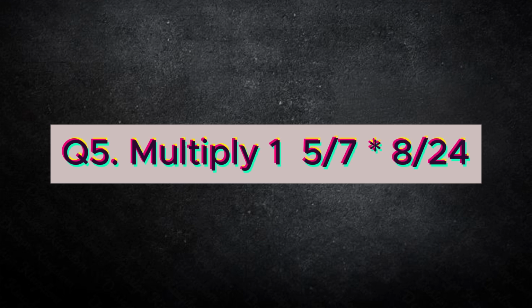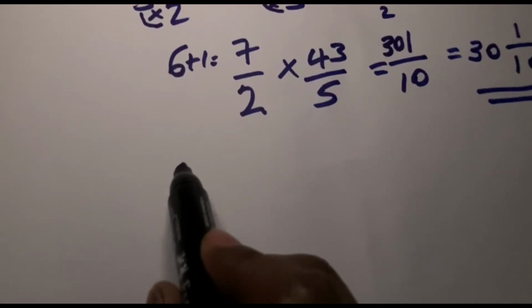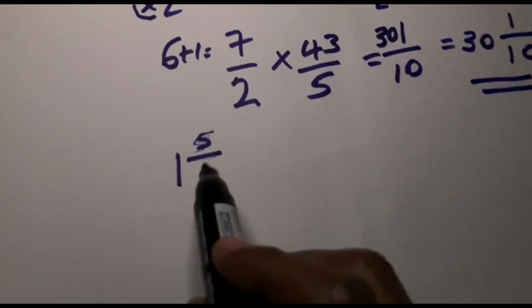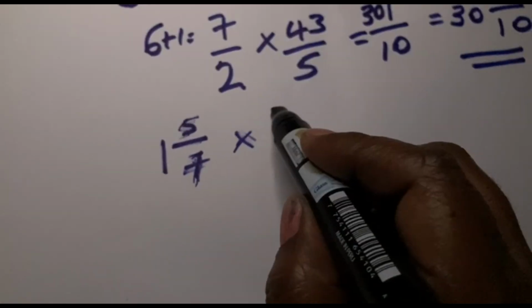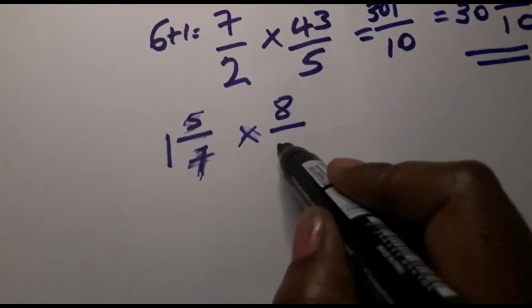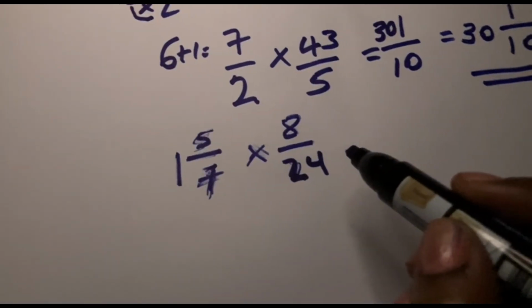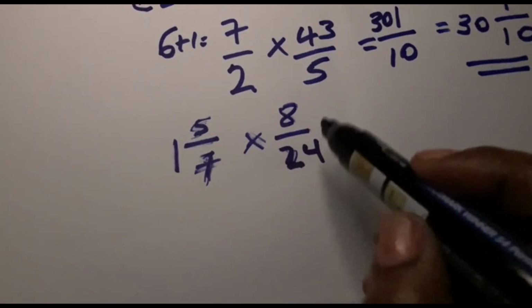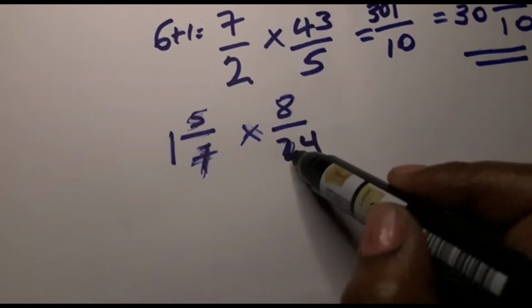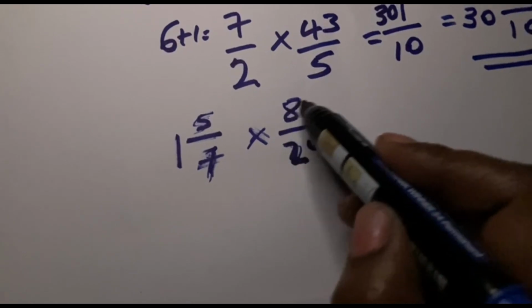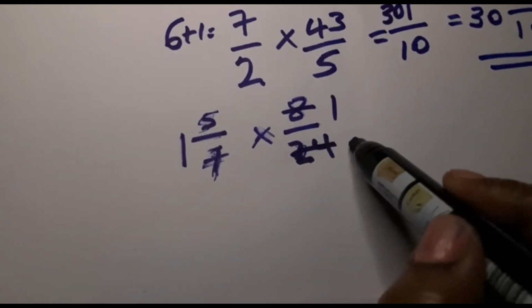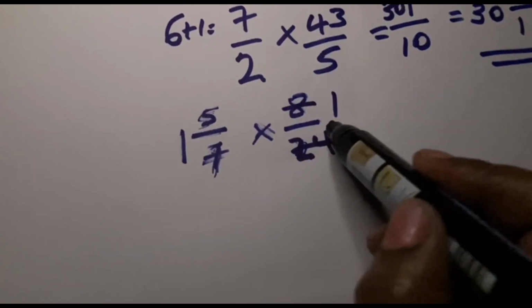Again, one more example with a mixed fraction. Let's say 1 and 5 over 7 multiplied by 8 over 24. Okay, so 8 over 24 can be simplified. They have 8 as a common factor. 8 divided by 8 is 1. 24 divided by 8 is 3. So this is 1 over 3 already.